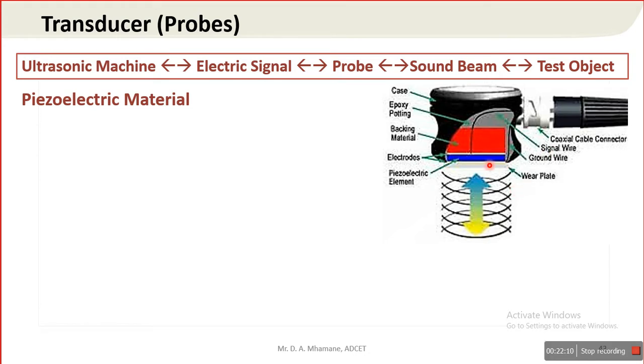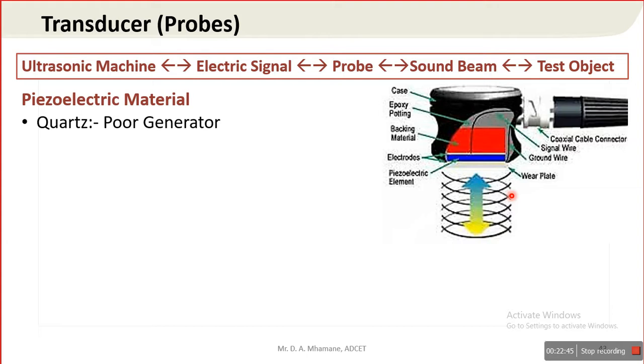This is the wear plate. The wear plate is used to avoid the wear of the probe itself. So we can remove this wear plate after multiple uses. This is a replaceable wear plate which avoids the actual wearing of the probe. So this is the inside structure of the probe.